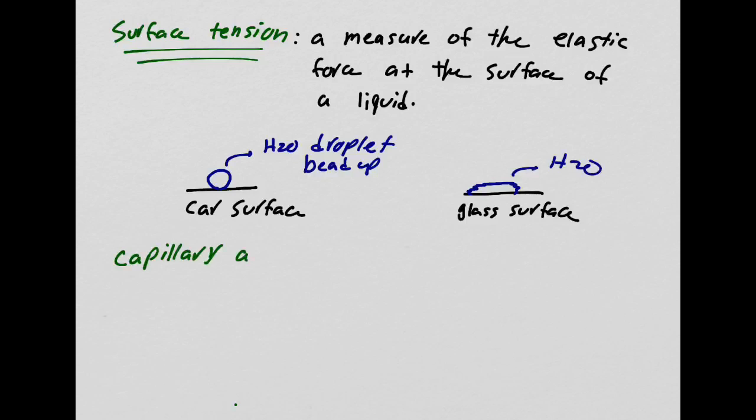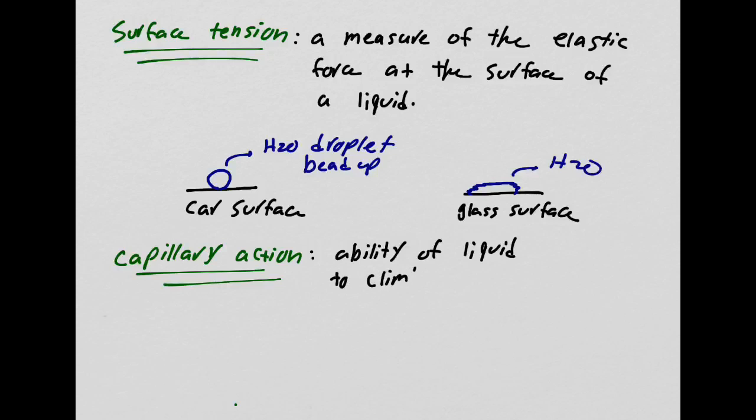Capillary action. What's capillary action? It is the ability of liquid to climb up a tube. So the liquid can climb up a tube, which is interesting because climbing up a tube is against gravity, isn't it? So let's talk about what this capillary action is. The liquid can climb up a tube and go against gravity.